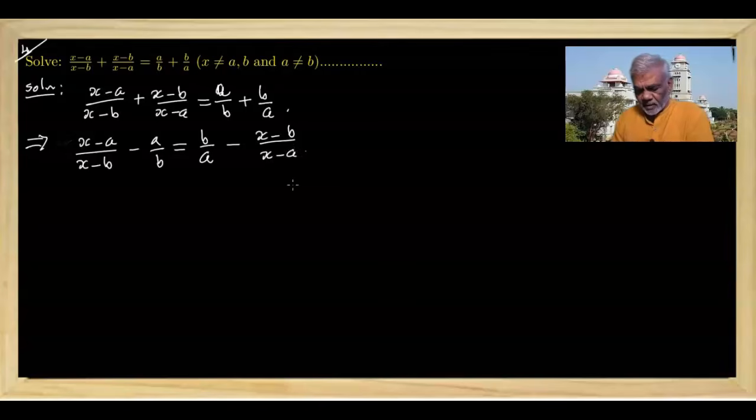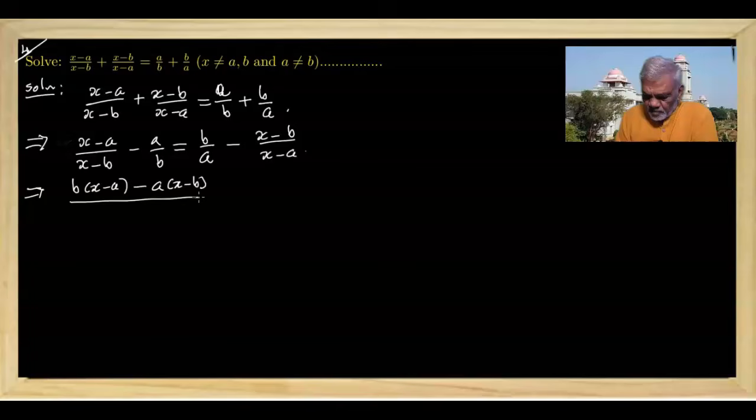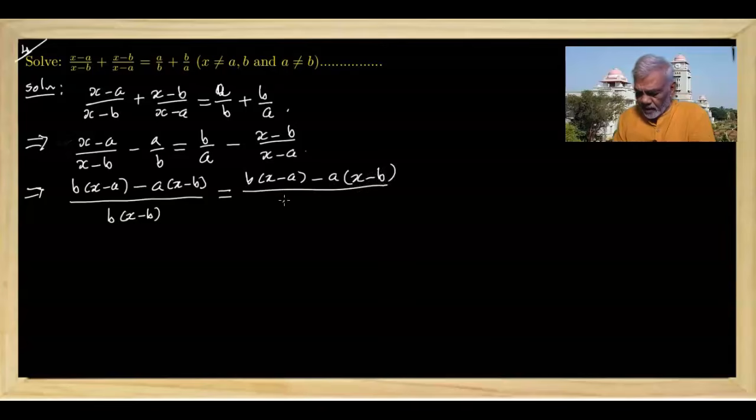Now we can take LCM both sides and simplify this one. You will get b into (x minus a) minus a into (x minus b), divided by b into (x minus b). And right hand side, in a similar way, b into (x minus a) minus a into (x minus b), whole divided by a into (x minus a).